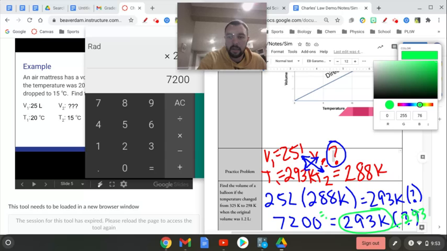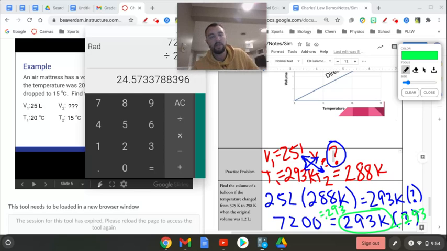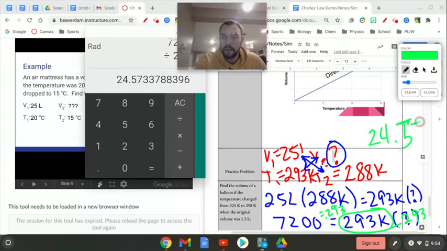Divided by 293. So now 7200 divided by 293 gives us 24.57. And what would that be? That would be liters. That's our volume.